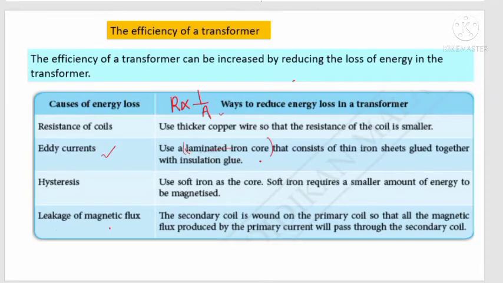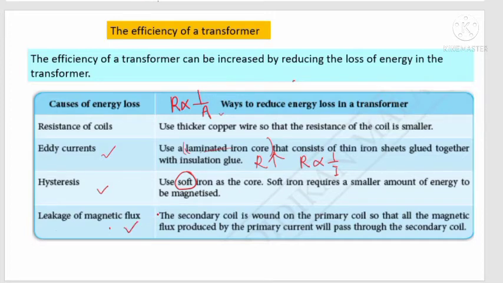So the laminated iron core will have resistance which is higher than 1 block of iron core. So when resistance is higher, current will become smaller. Or the induced current in the iron core, which we call eddy current, becomes smaller. Hysteresis: instead of using iron core, use soft iron core. Soft iron core requires smaller work done for the process of magnetization and demagnetization.